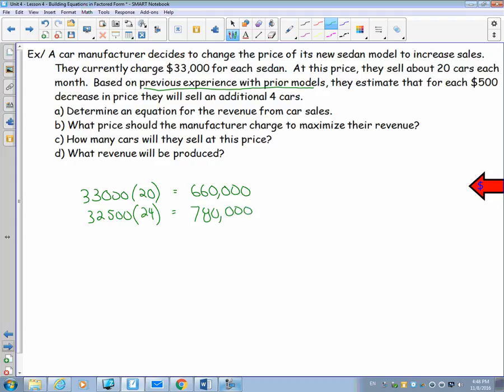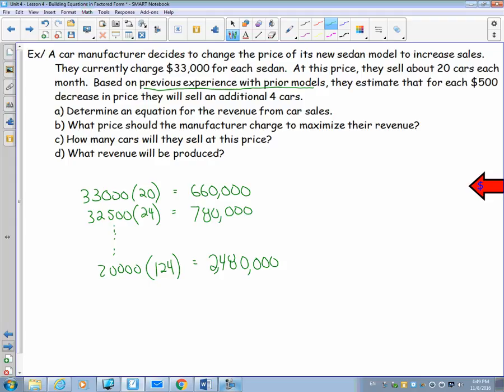Hey, that's a good deal, right? Every time I drop the price, it goes up. Well, what if I drop it again and again and again and again? Well, eventually, if I keep dropping this price, let's say I dropped it all the way to, I don't know, $20,000. I dropped it a whole bunch of times. Well, that means I'd sell a whole bunch more cars. If we do the calculation, we end up selling 124 cars, which gives us $242,480,000. Hey, I'm making more money, right?